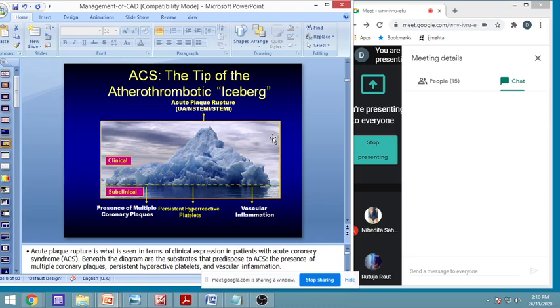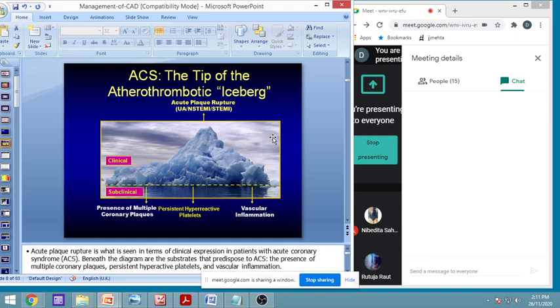Now acute coronary syndrome, we call it the tip of the atherothrombotic iceberg, meaning whatsoever is appearing. An iceberg, as you must be knowing, has a smaller one third, or maybe sometimes even one fifth or less, coming outside, and the major portion remains below the sea. Therefore, what is below the sea is not known, and it can be very dangerous. It can cause a big harm.